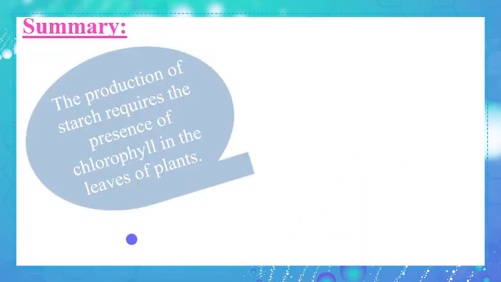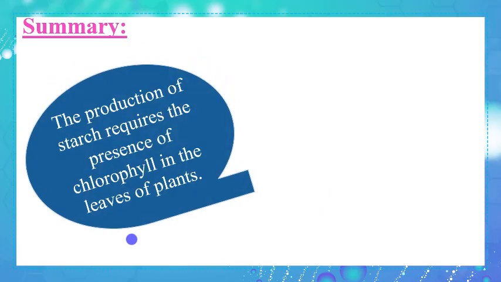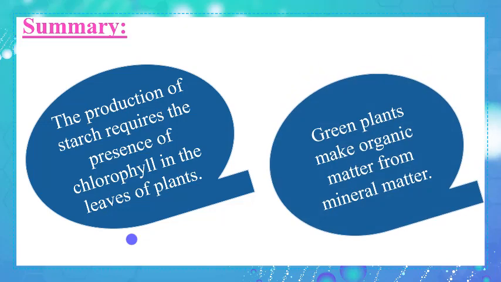So today we learned that the production of starch requires the presence of chlorophyll in the leaves of plants. Green plants make organic matter from mineral matter.